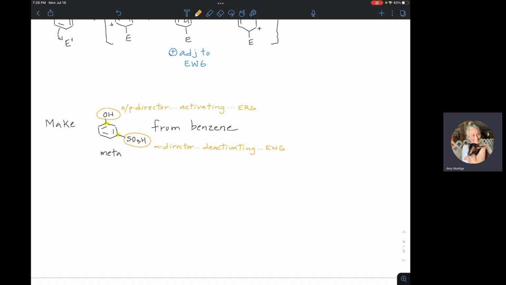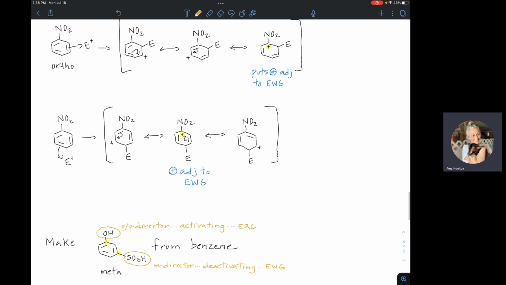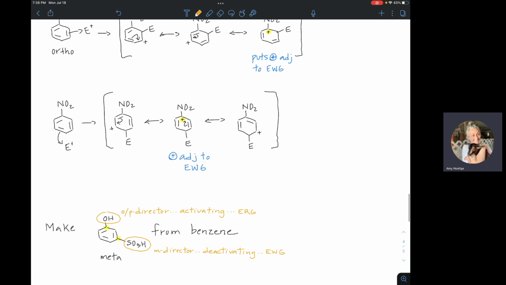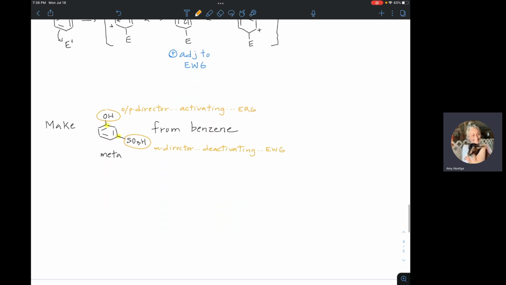So you kind of just have to ask yourself, what do you want to end up with? And what do each of these groups sort of bring to the party, electronically speaking? We know that if we have an electron releasing group, it's activating the ring toward attacking the electrophile. And after drawing all these resonance structures out, we've tried to convince ourselves why those electron releasing groups are ortho-para directors.